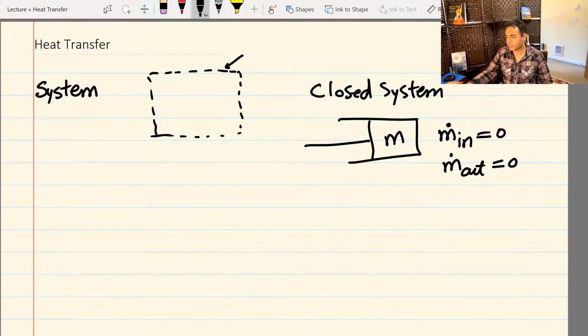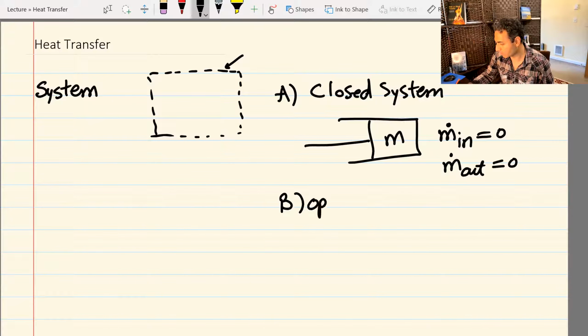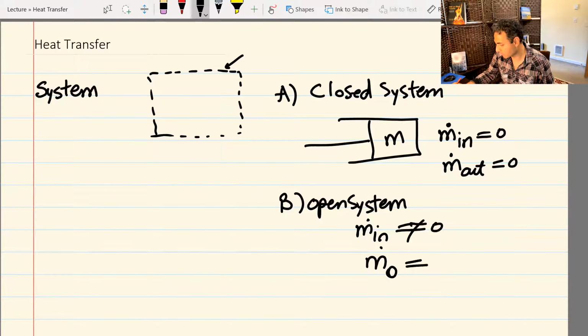And as opposed to this one, we have an open system. So if this is A, a closed system, and then B, an open system like this. An open system is a system where m dot in could be non-zero, and m dot out also could be non-zero, something like this. So that's the difference between an open system and a closed system.